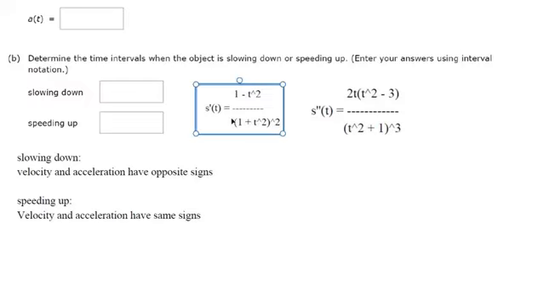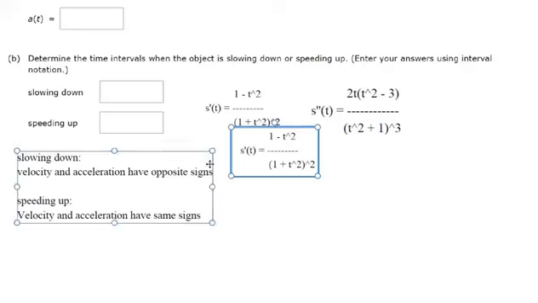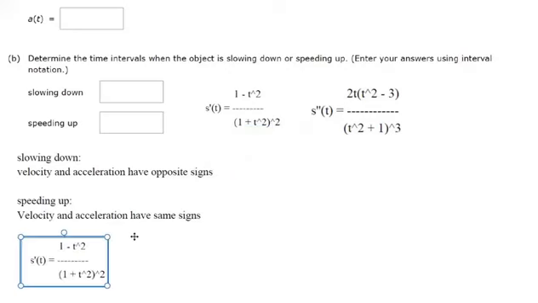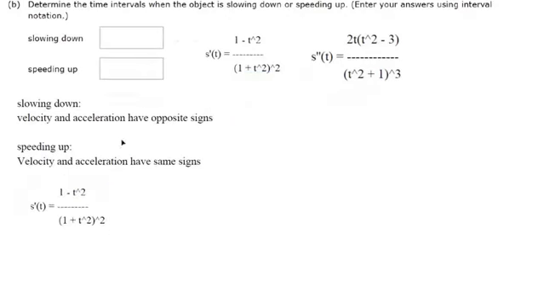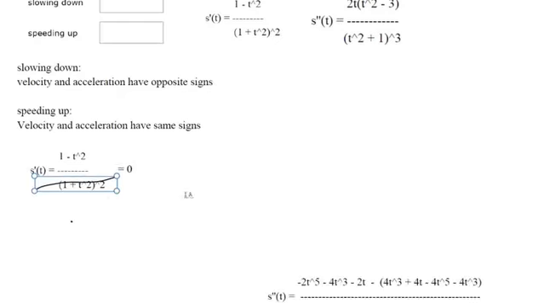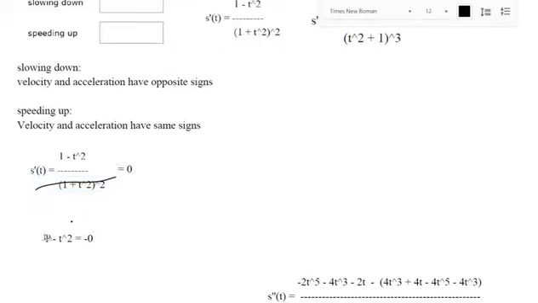Let's copy it down over here. So we want to set that equal to 0. So to solve that equation, you want to multiply both sides by 1 plus t squared, right? And that cancels it out down here. And 0 times anything makes 0. So we're left with a much smaller equation. We've got 1 minus t squared equals 0.